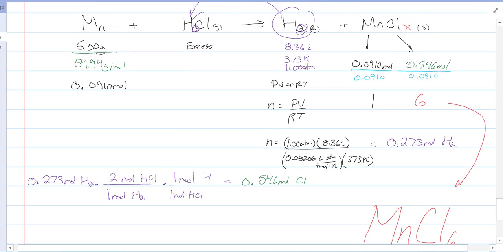So what do? Recap. Found the moles of manganese, my limiting reactant. Figured out how much H2 I produced in moles. Converted that back to how many moles of HCl versus how many moles of Cl. Oh, I wrote H down. It should be Cl here, shouldn't it? How many moles of Cl, moles of manganese, and we just divided by the smallest to get whole number ratios.